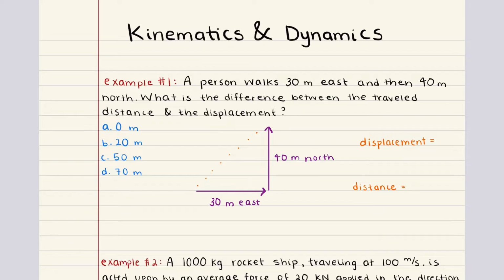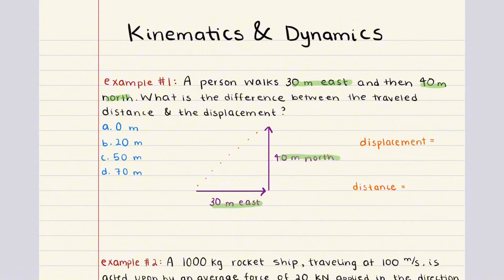Today, we're going to be tackling a practice problem set that relates to our lecture on kinematics and dynamics. Let's go ahead and get started with problem 1. Problem 1 says a person walks 30 meters east and then 40 meters north. What is the difference between the travel distance and the displacement?